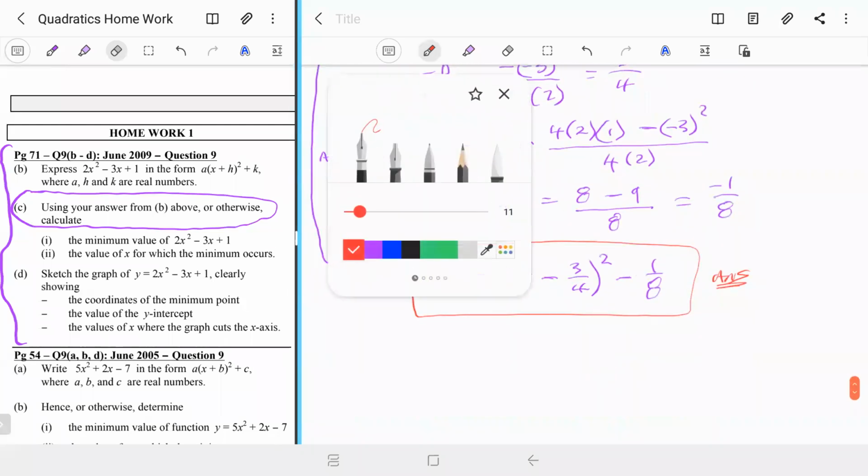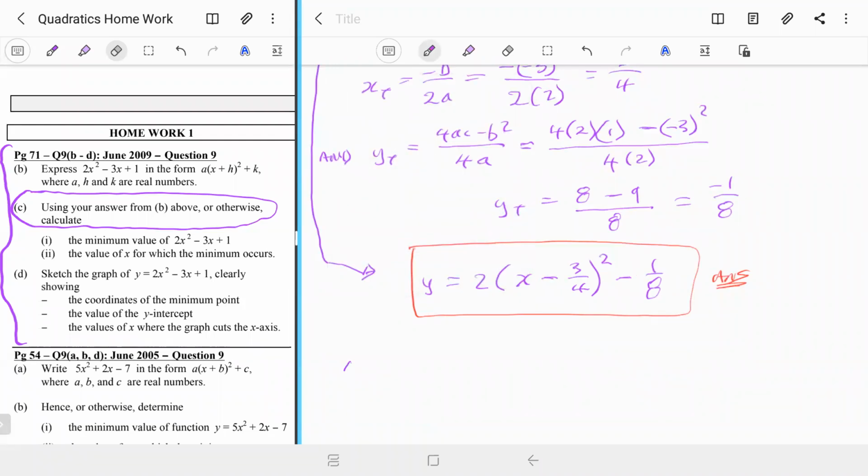So we're doing now C, part 1. Minimum value. The minimum value is the YT value. I'll call it Y, which is negative 1 over 8.